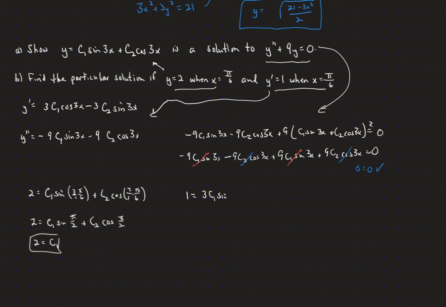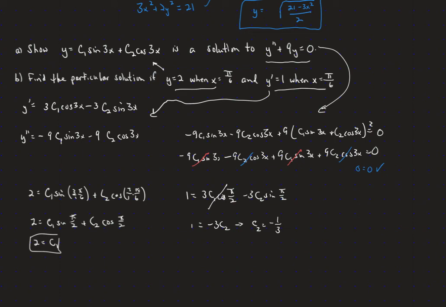Since pi over 6 times 3 is pi over 2, and we've got a minus 3 c sub 2, and I'm not using my y prime right, struggling on all fronts here. That's going to be a cosine, and that's minus 3 c sub 2 sine of pi over 2. Since cosine of pi over 2 is 0, that drops out, and since sine of pi over 2 is 1, we get a negative 3 c sub 2. So that means c sub 2 is negative 1/3.